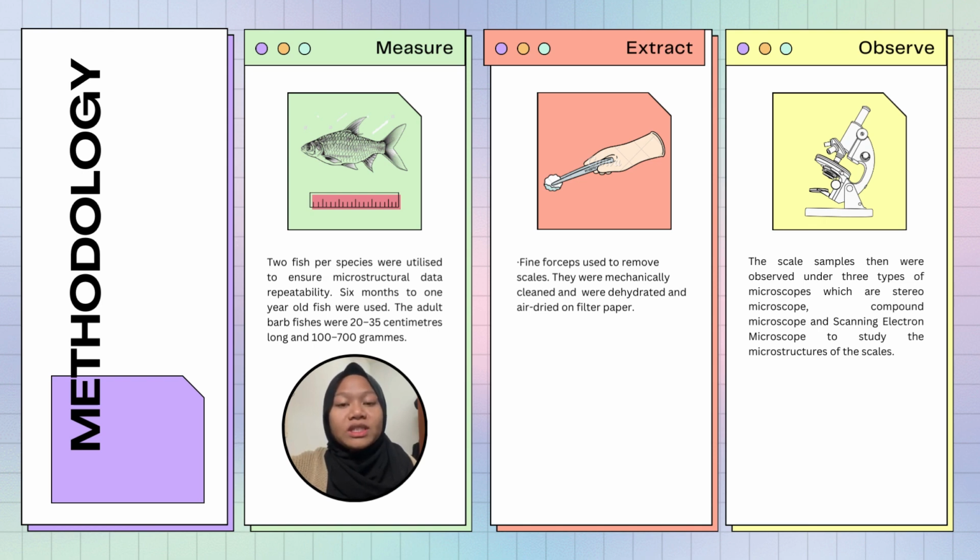Two fish per species were utilized to ensure reliable microstructural data. The adult barbs, aged between 6 months to 1 year, were 20 to 35 centimeters long and weighed around 100 to 700 grams.